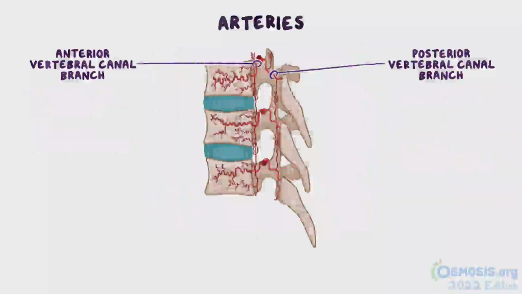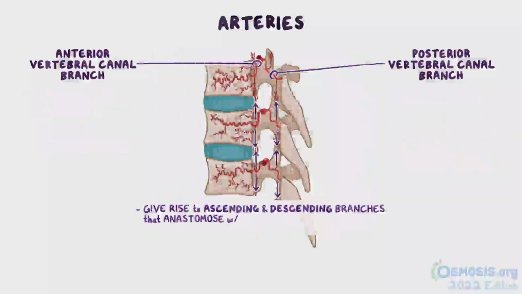Finally, both of these branches give rise to ascending and descending branches that anastomose with spinal canal branches of adjacent levels.